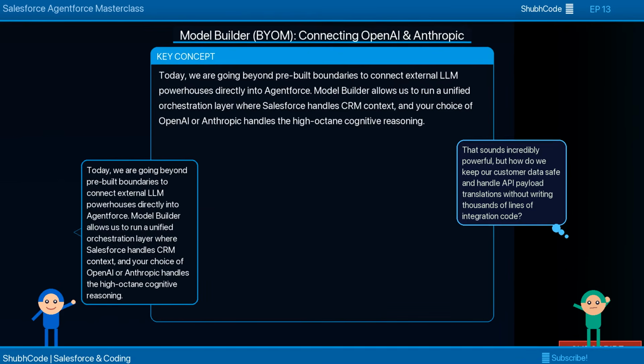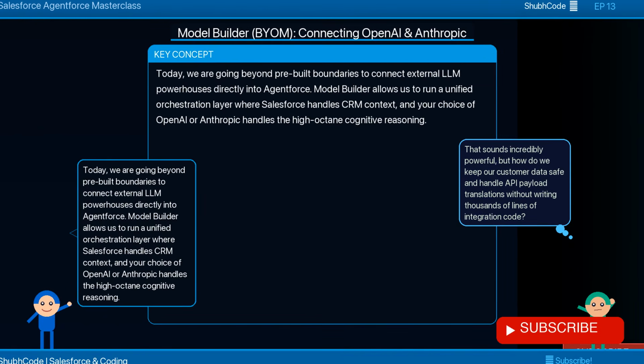Let me explain this simply. Today, we are going beyond pre-built boundaries to connect external LLM powerhouses directly into Agentforce. Model Builder allows us to run a unified orchestration layer where Salesforce handles CRM context, and your choice of OpenAI or Anthropic handles the high-octane cognitive reasoning. That sounds incredibly powerful, but how do we keep our customer data safe and handle API payload translations without writing thousands of lines of integration code?